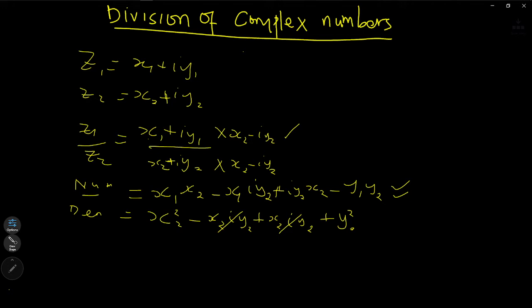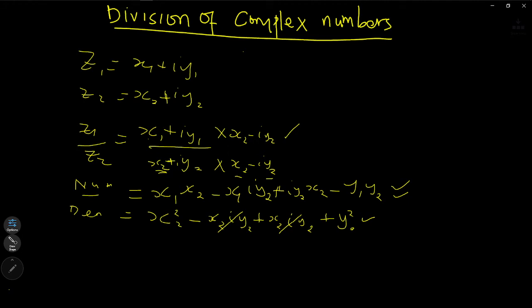The denominator will be x2 multiplied by x2, which is going to be x2 squared, then minus x2 iy2, then plus x2 iy2. Then from there we are going to multiply iy2 by iy2. So i squared is going to be a negative, so a negative by a negative is going to give us a positive, which is going to be y2 squared. So then from there we are going to write the numerator, then divide by the denominator.